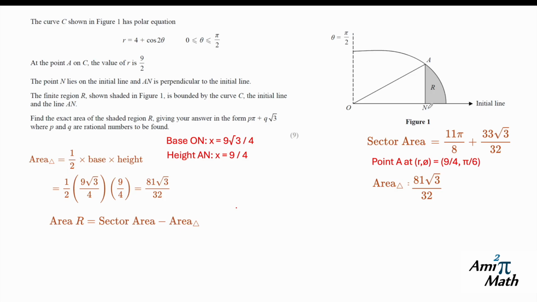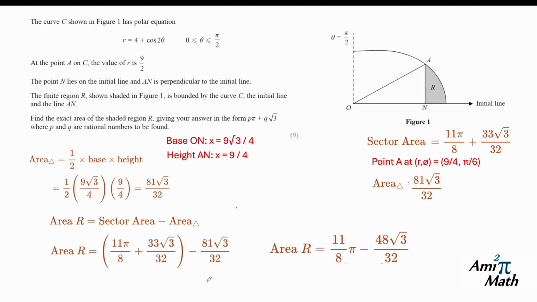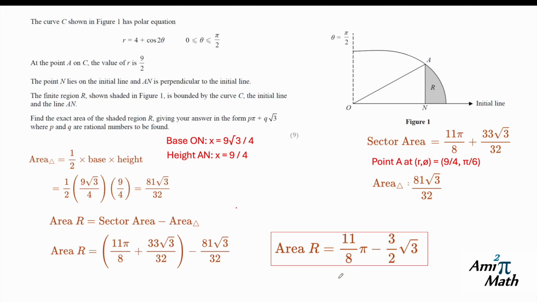Now to work out area R on its own, we need to do this sector minus the triangle. So we've got our sector area here and our triangle area here. We do that, and it leaves us with 11 over 8 pi minus 48 root 3 over 32, which can be simplified into 11 over 8 pi minus 3 over 2 root 3. And our P is 11 over 8 and our Q is minus 3 over 2.